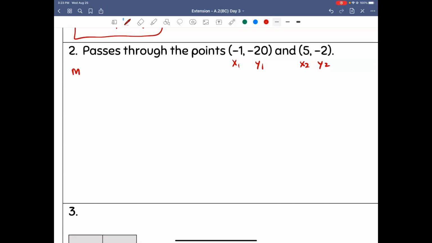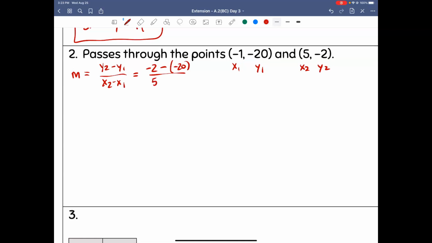Then, using our formula to find the slope, we know that m will be equal to y2 minus y1 over x2 minus x1. Plugging the four numbers into that formula, we see that y2 is -2 minus y1, which is -20, divided by x2, which we labeled as 5, minus x1, which we labeled as -1. In the numerator, -2 minus -20 will give us positive 18, and 5 minus -1 will give us positive 6, and 18 divided by 6 will reduce for a slope of 3.